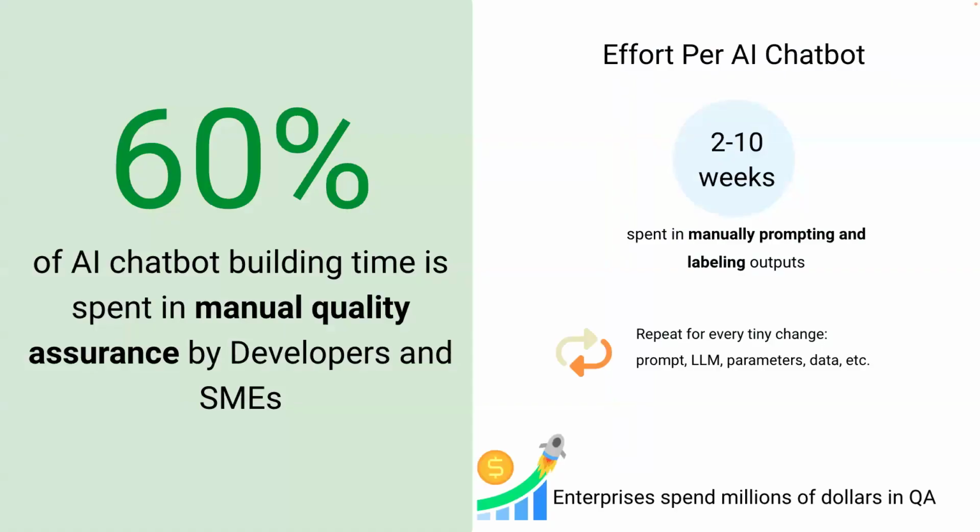So today, it's become very simple to create LLM applications, but it's become increasingly harder and more time-consuming to evaluate these LLM applications, including AI chatbots. Surveys show that developers and SMEs, SMEs meaning subject matter experts, are spending 60% of their time manually doing quality assurance and testing of their LLM applications. Estimates range from 2 to 10 weeks when you're building enterprise-grade AI applications.